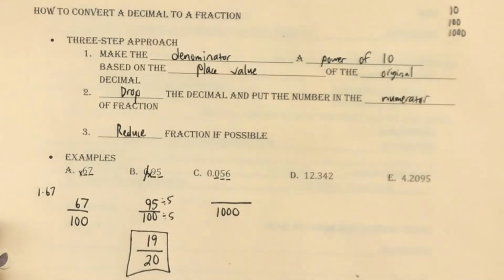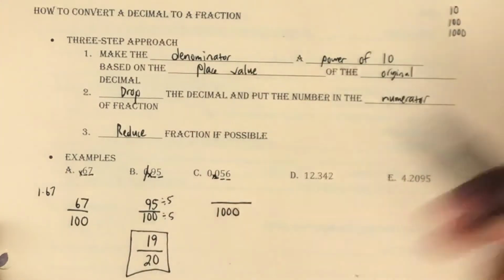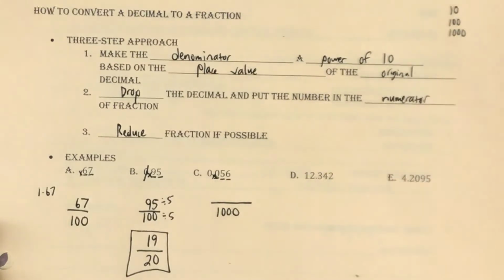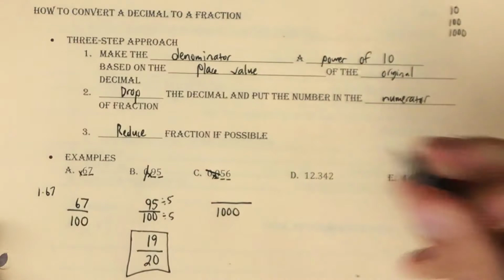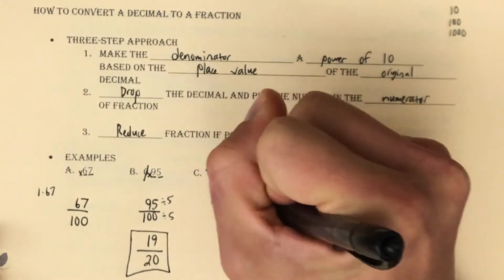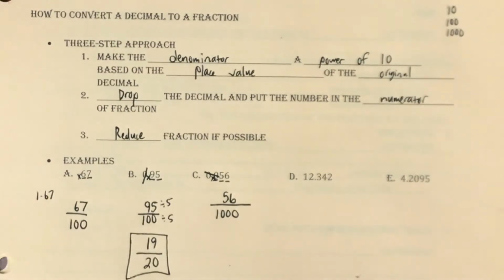All right, once I have my denominator, now I need to get rid of the decimal, and any zeros to the left that don't have a number beside them, I can get rid of those. So I can get rid of both of these zeros, and all I'm left with is 56, and that becomes my numerator. Now I could write 0056, but there's no need to, right? I'm just gonna write 56.